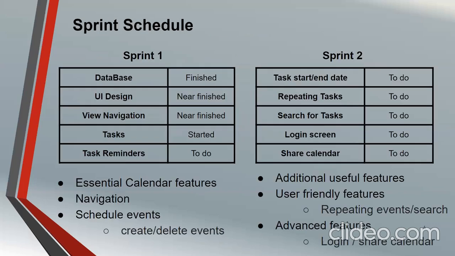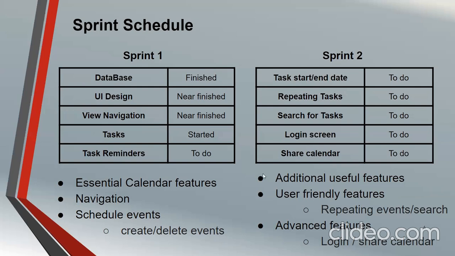Right, so here's the two sprints. Sprint 1 is all about creating the essential calendar features. These include the basic things such as navigating the calendar, being able to create and delete tasks, just what you need to have a functioning calendar. And Sprint 2 is about creating additional features that make the app more user-friendly, or more advanced features that allow you to do things more easily, like creating repeating tasks or scheduling tasks with a start and an end time, so you can schedule things within a day.